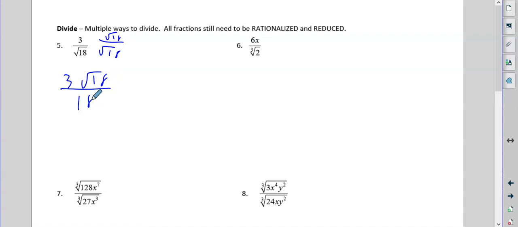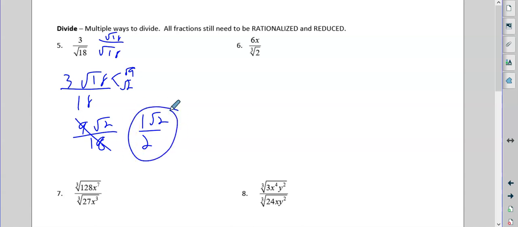Now I have two things to simplify. This is still 9 and 2, which means the 3 comes out. So that gives me 3 times 3 on the outside, which is 9 radical 2 over 18. And then I need to simplify. Sorry, that should be a 9. Brain's not working. 9 over 18 is 1/2, and we're finished.